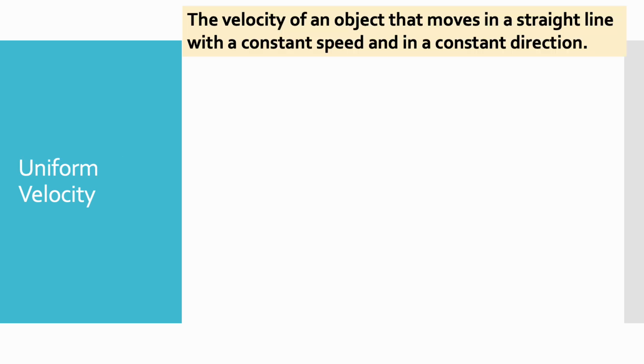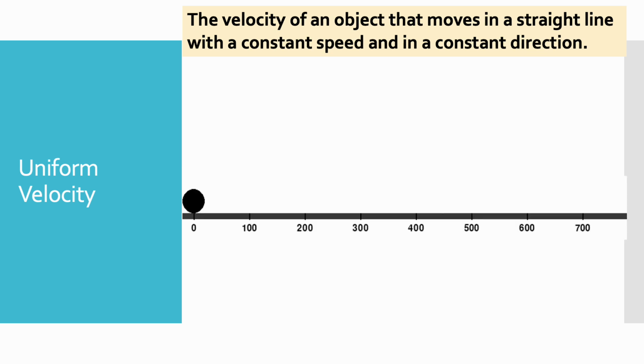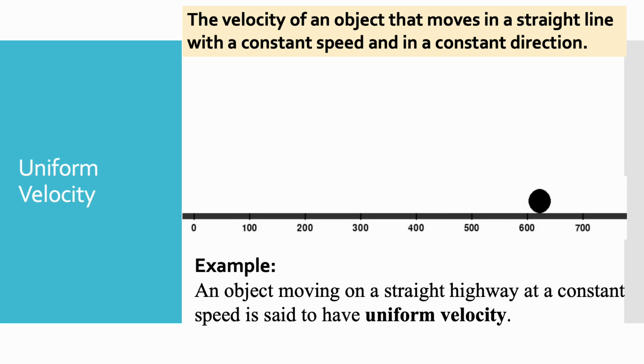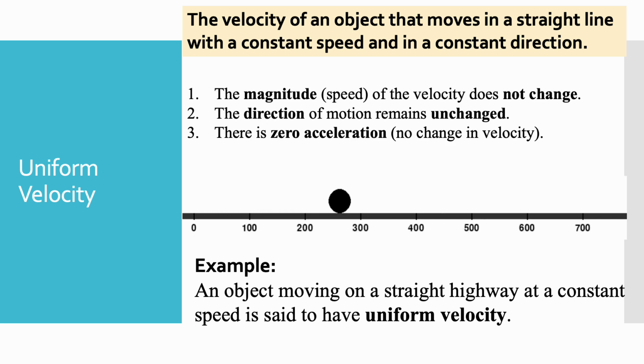Uniform velocity means an object moves in a straight line with a constant speed and direction. Magnitude of the velocity doesn't change. Direction of motion also remains the same and there is zero acceleration. Let me again start this animation. Here you can see that the magnitude does not change, direction remains unchanged and there is zero acceleration.